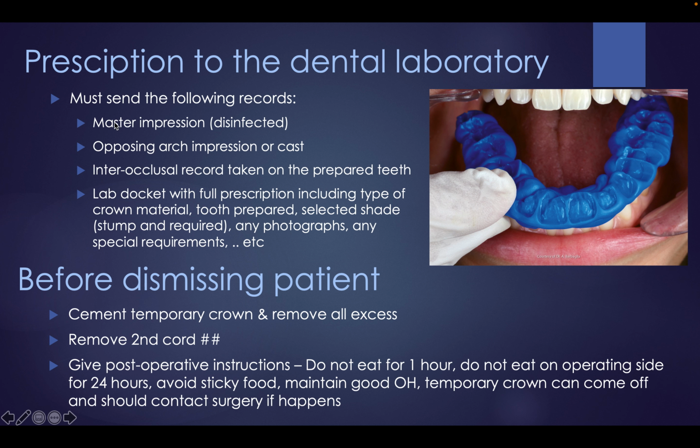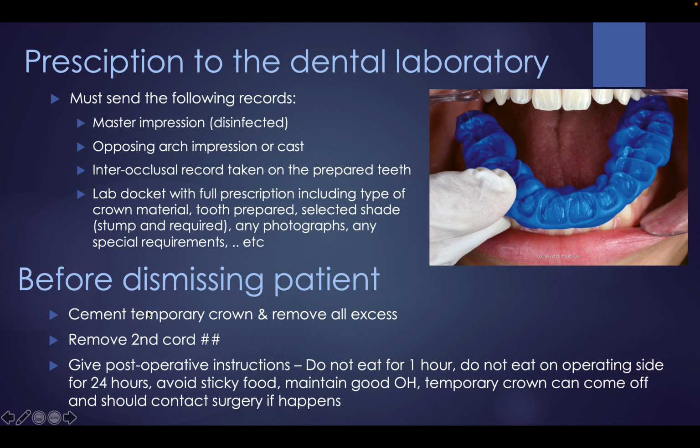It's not only the impression, but you need your impression and you disinfect it. You need to take an opposite arch impression, or probably you have a ready-made study cast. These are the things that you need in hand to send to the technician. So you have to have all these records: the master impression, opposing arch, interocclusal record, and you need to put it on the prepared tooth before you cement the temporary crown, and a lab docket with all the information: what is the crown material, which tooth has been prepared, what is the shade, and if you have any photographs, etc.